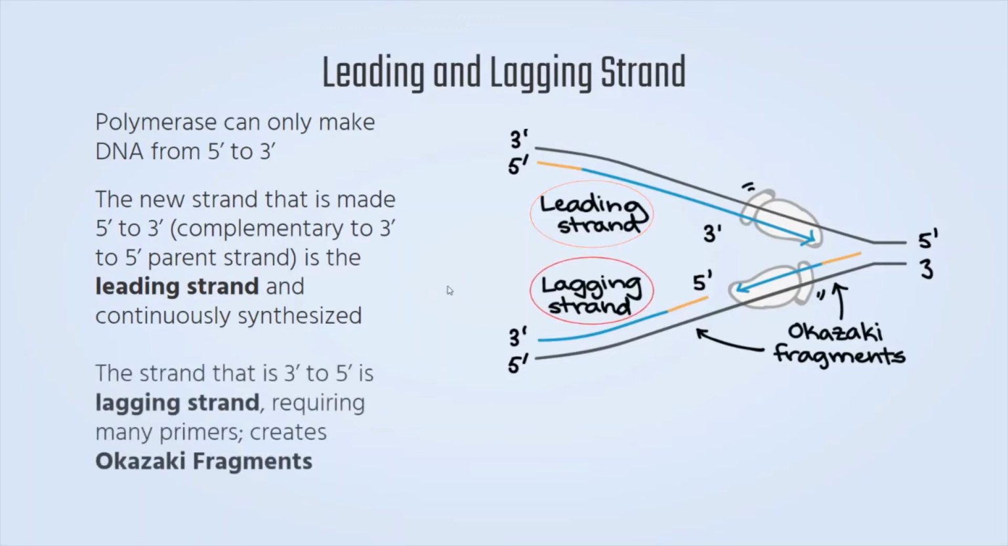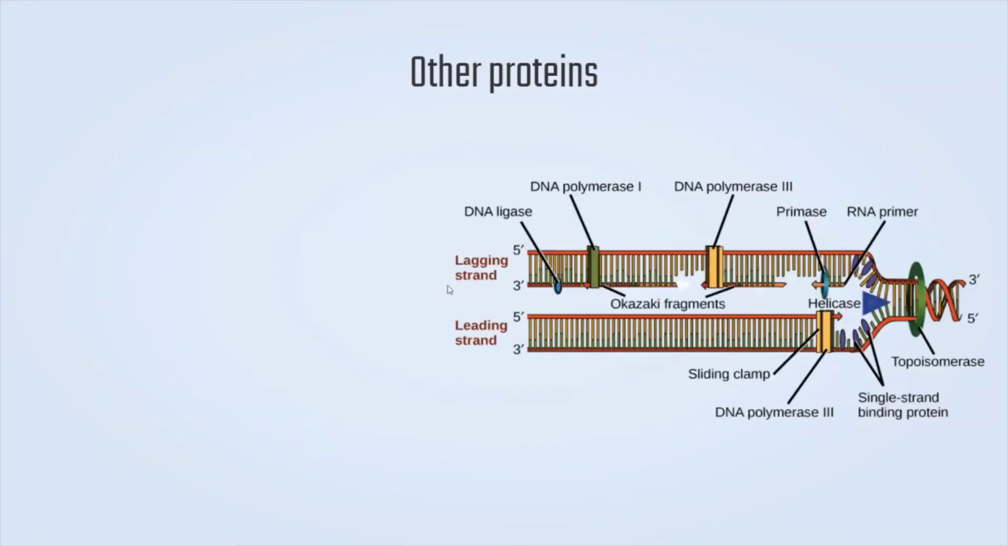However, the strand that is 3' to 5' is called the lagging strand, and it will require many primers, and this will cause Okazaki fragments to be formed. Here are some other proteins involved in DNA replication. The sliding clamp will hold the DNA polymerase 3 in place. So this is the sliding clamp over here.